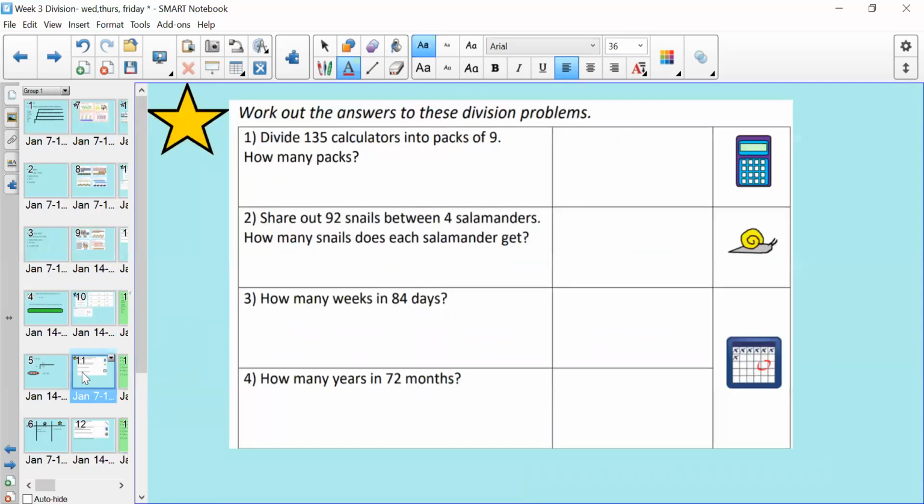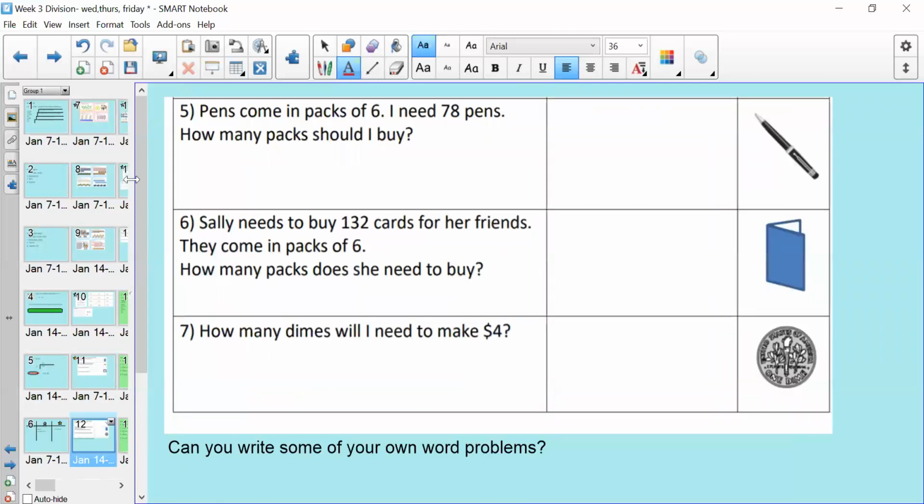Okay, and in the gold, you've got some word problems. Now, some of them are 3-digit numbers, which we haven't done yet, but that's your challenge to see if you can divide a 3-digit number by a 1-digit number, because we will come onto that later on in the week as well. So you've got 4 questions here and 3 questions here. And hopefully some of these questions challenge your thinking.